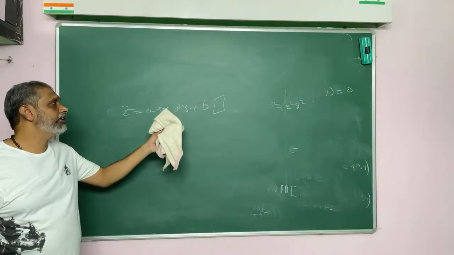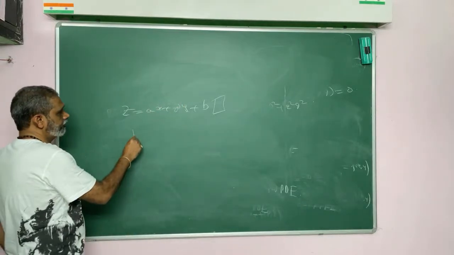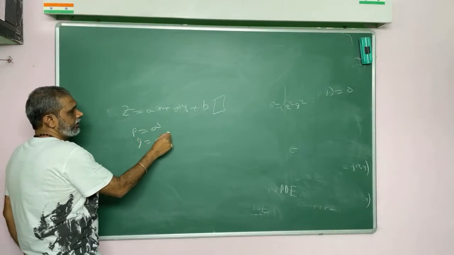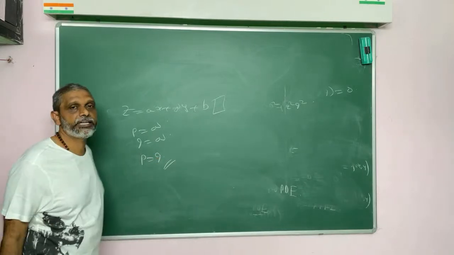In this case, what will I do? In both cases I will remove the a. So what will I get here? p is equal to a, again q is equal to a. Then p is equal to q is the required PDE.